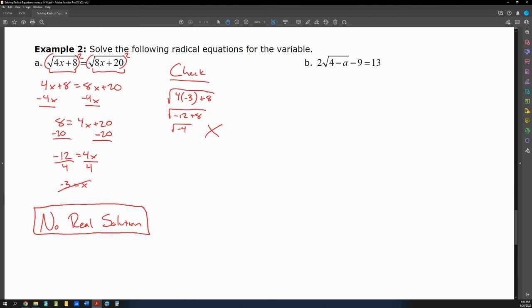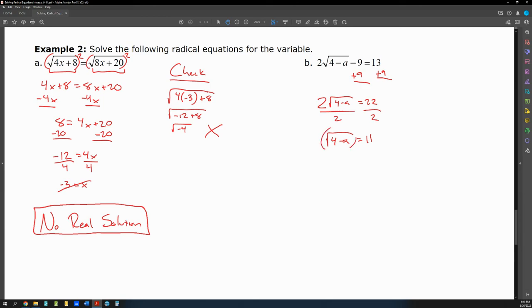All right, let's try 2B. So here we have 2 times the square root of the quantity 4 minus a, minus 9 equals 13. So to solve, I'm going to add 9 to both sides. And I get 2 square root of 4 minus a is equal to 22. Dividing both sides by 2 gets the radical by itself. So we have the square root of 4 minus a is equal to 11.